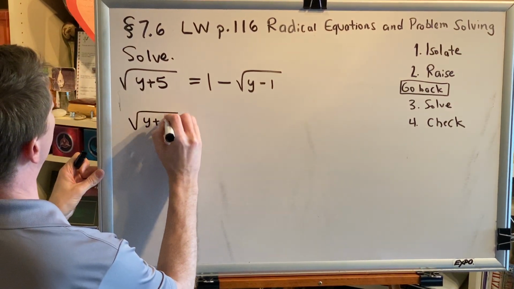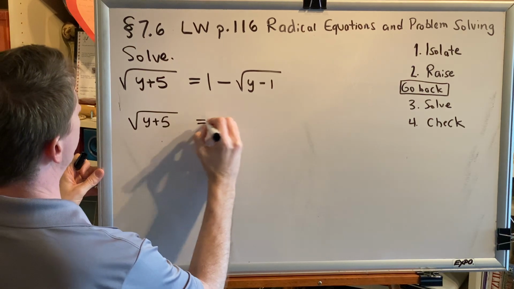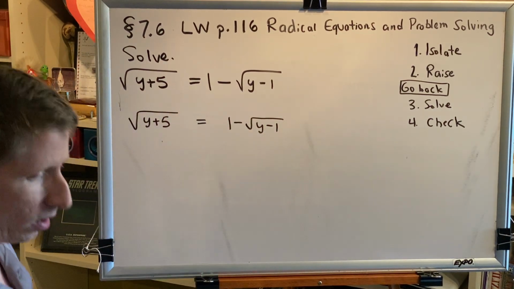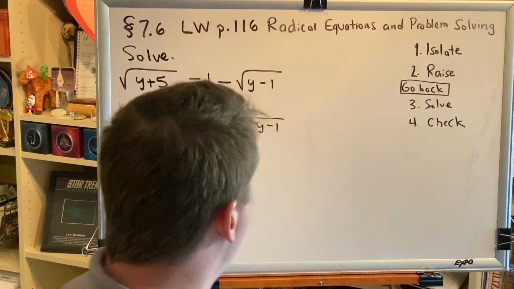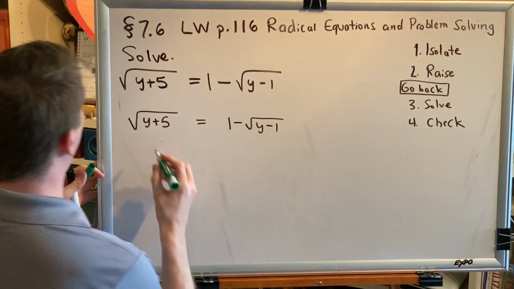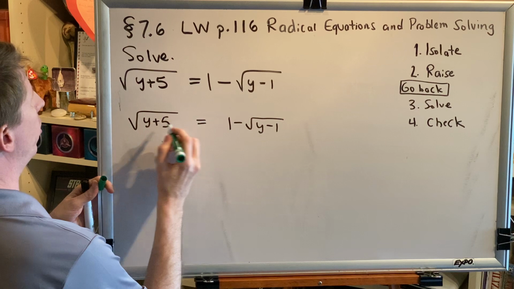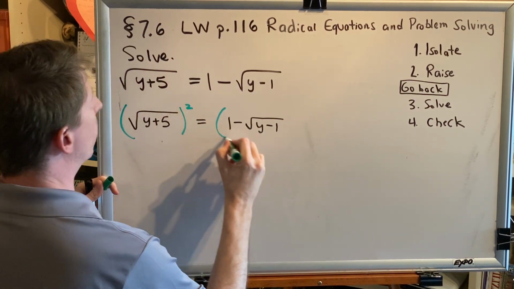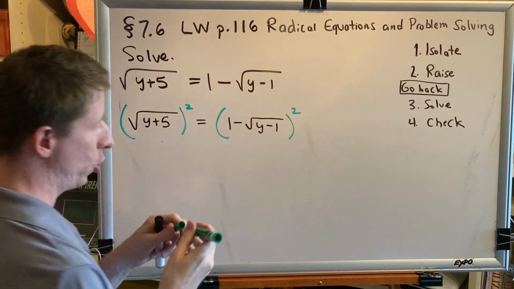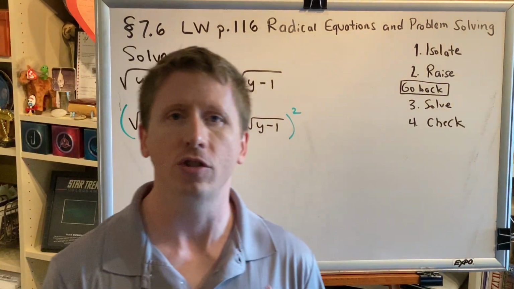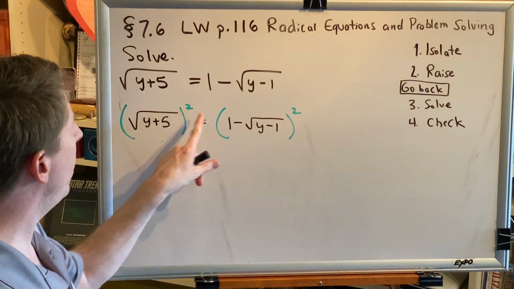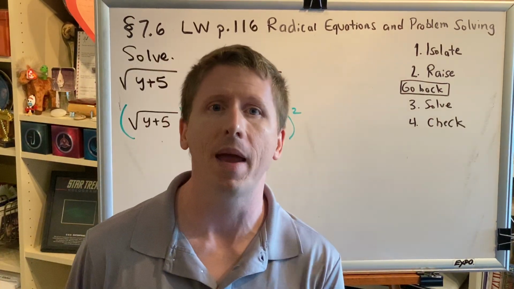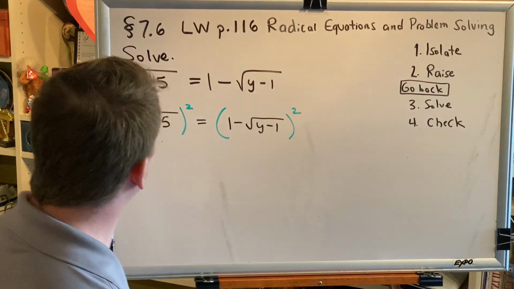Step 2 says, whatever is the index of the isolated radical, raise both sides to that power. Now, how many sides does an equation have? 2. So when you write your exponent of 2, you can only write parentheses with an exponent twice, because an equation has 2 sides. If you ever find yourself writing more than 2 exponents, you are making a mistake. Stop what you are doing.